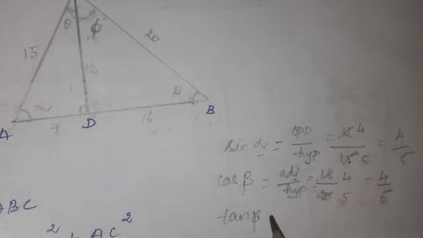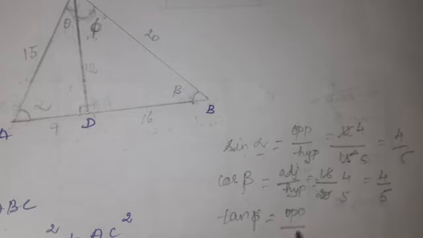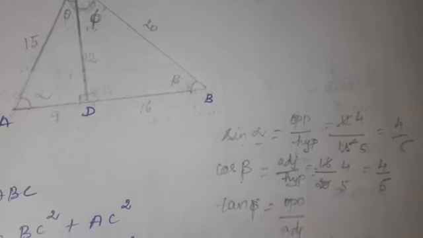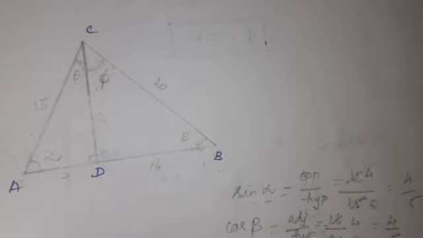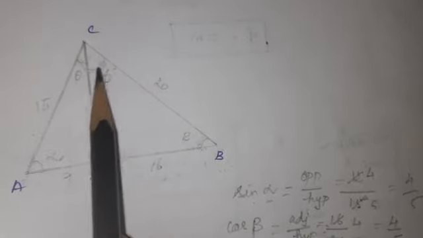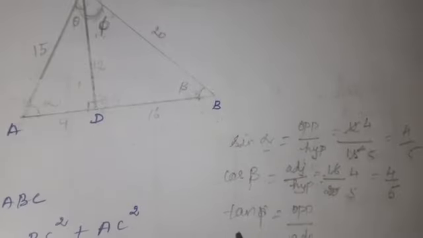Next you should find tan phi. The tan formula is opposite by adjacent. Phi is given. In the diagram, where is the angle forming? Here phi is forming. The opposite value is 16 and the adjacent is 12. We want opposite and adjacent.